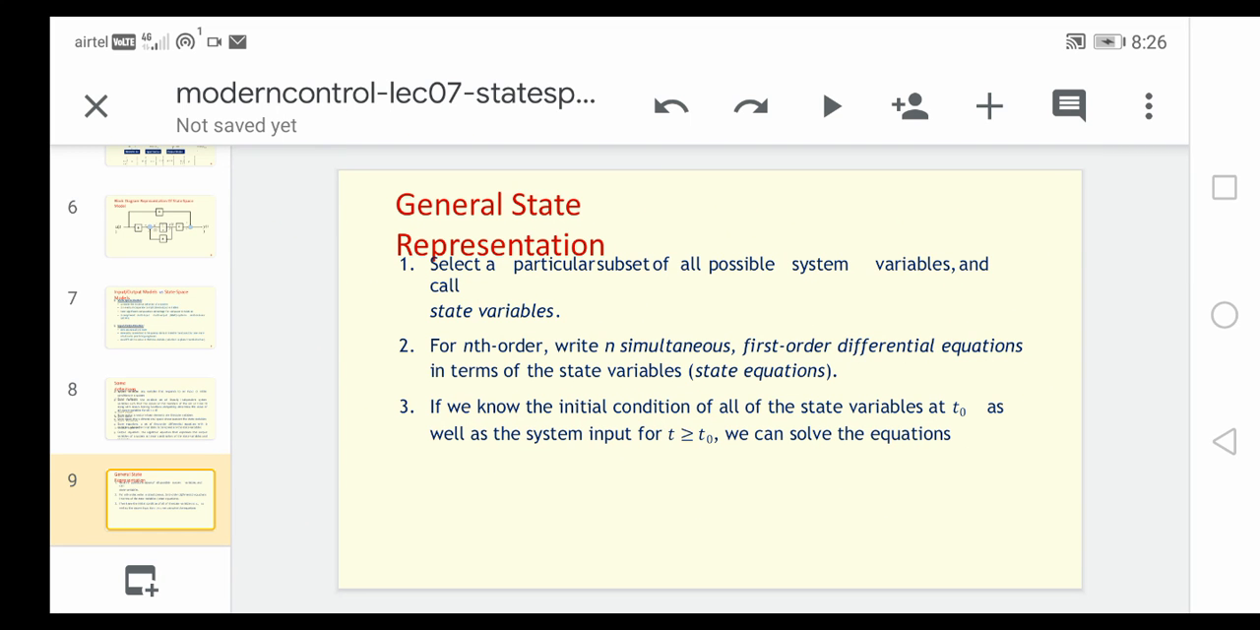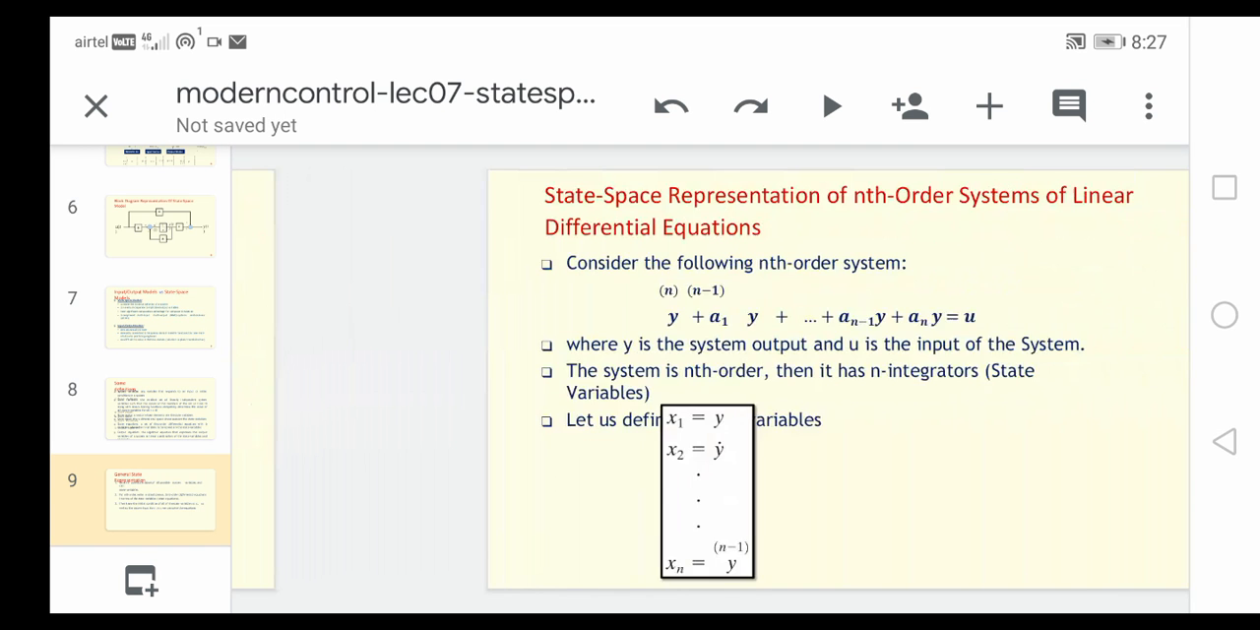In the general state representation, we have a particular subset of all possible system variables, the state variables, in a state space representation for an nth order system. If you know the initial condition of all state variables at t naught, as well as the system input for t greater than t naught, we can solve the equation. The state space analysis can be represented at the initial state or at any other state also.